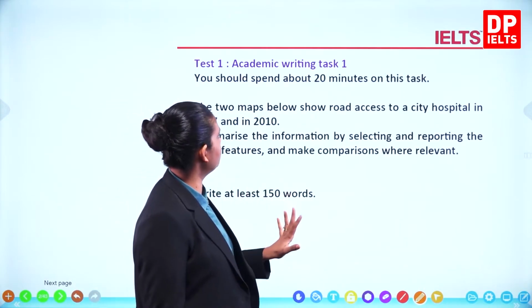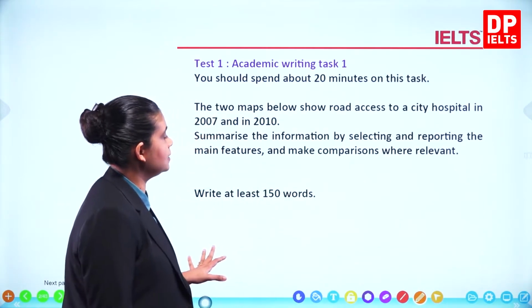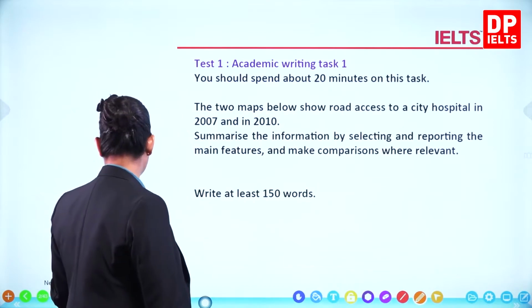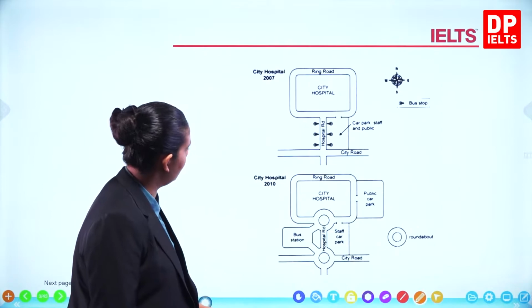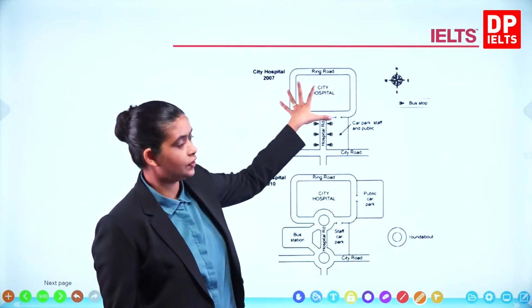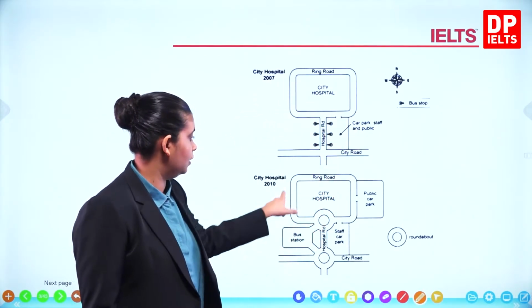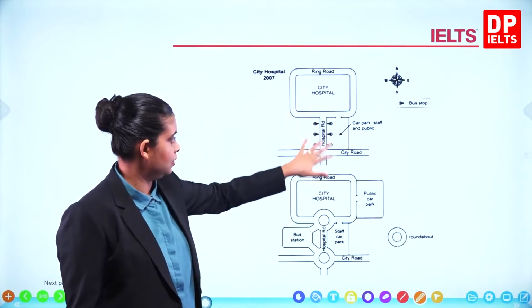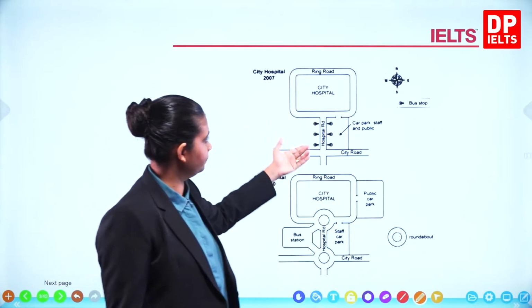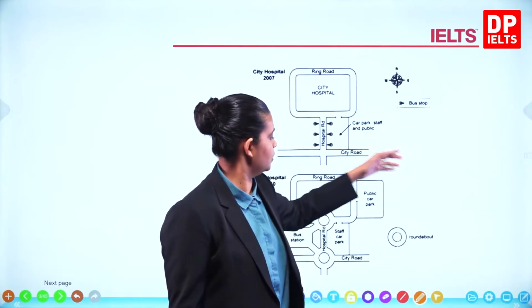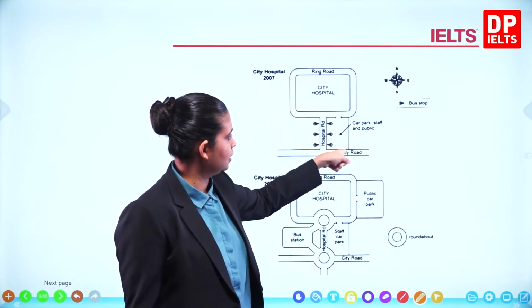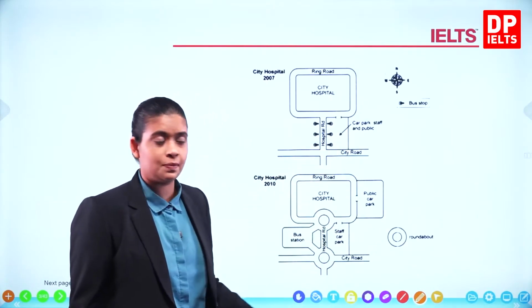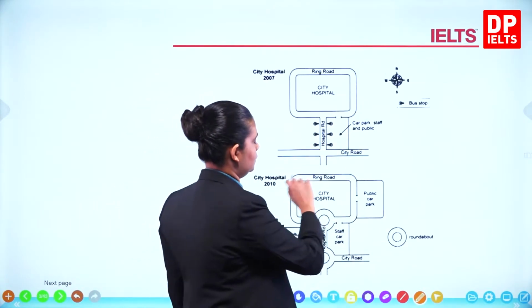So here we have two maps and they show the road access to a city hospital in 2007 and in 2010. Okay, so this is 2007, this is 2010. Here is a city hospital, and here you can see that this is the bus stop, right? So you had the bus stop here, here, here along it, right? And then you had a car park for the staff as well as the public. And then you had the city road.